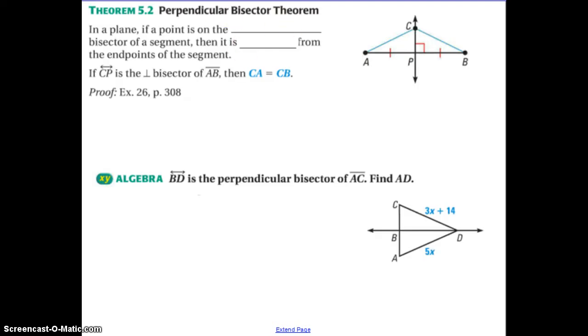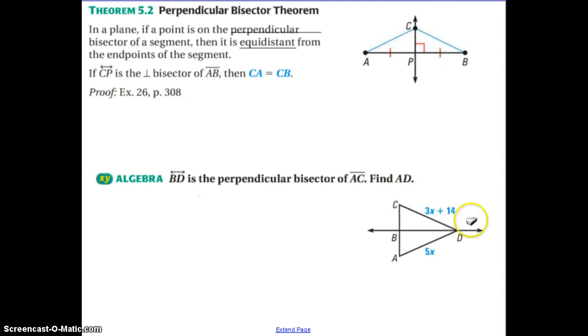So in your textbook, this is also in your packet, we have Theorem 5.2, the perpendicular bisector theorem. This theorem says that in a plane, if a point is on the perpendicular bisector of a segment, okay, so this point C is on this perpendicular bisector, then it is equidistant from the endpoints of that segment. So here our perpendicular bisector is CP, and it bisects AB, so therefore CA and CB must be equidistant. They have the same length.